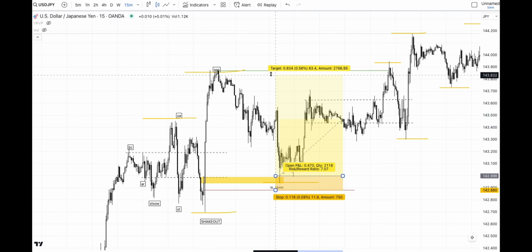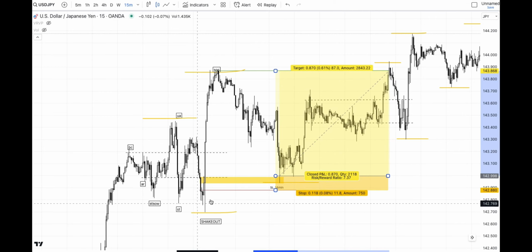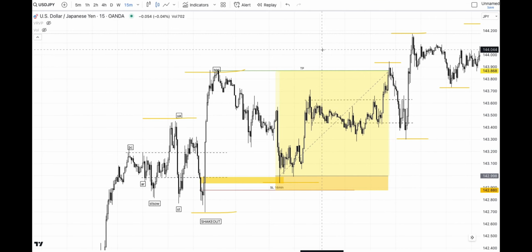All right, and my TP was over here at the green line, and the stop loss is at my red line here. And that was about an 87 pip trade on reaccumulation.